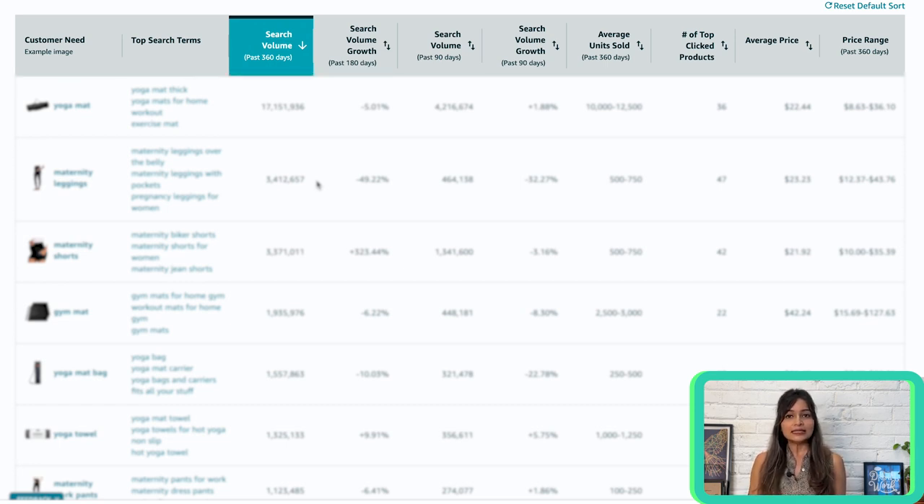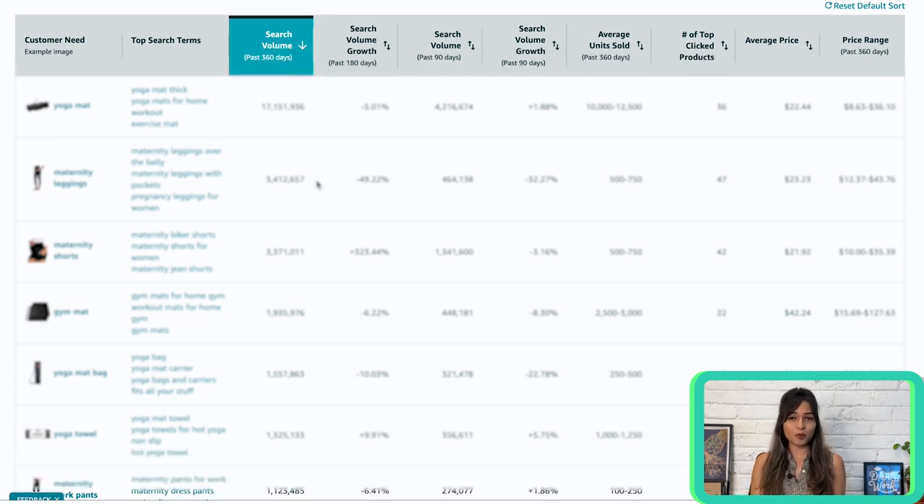In essence, the ultimate goal is to identify the niches that strike a balance between customer interest and the absence of brand monopolies. By focusing on niches with lower values in these metrics, sellers can position themselves strategically, maximizing their chances of success and growth in the competitive e-commerce landscape.